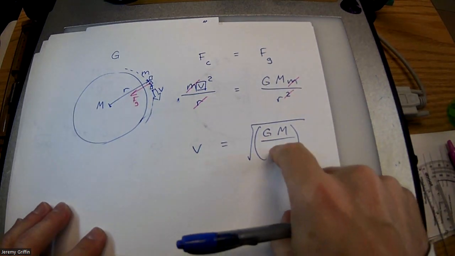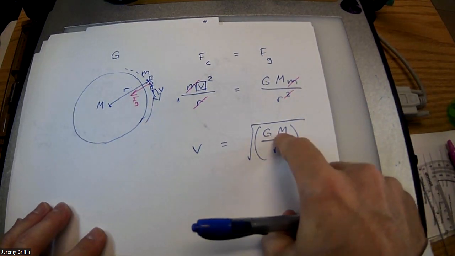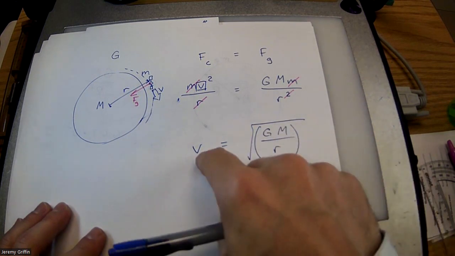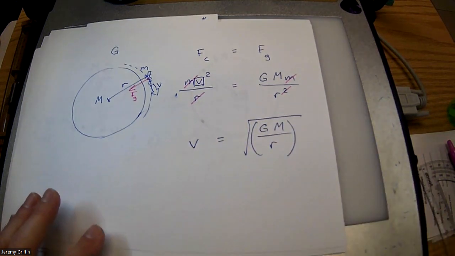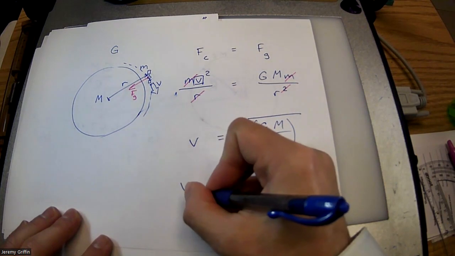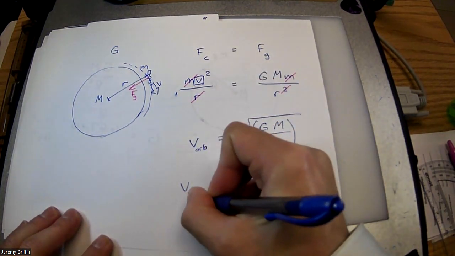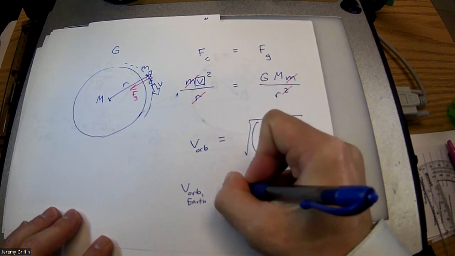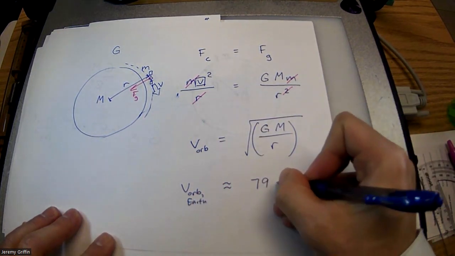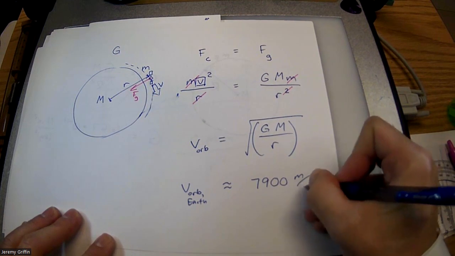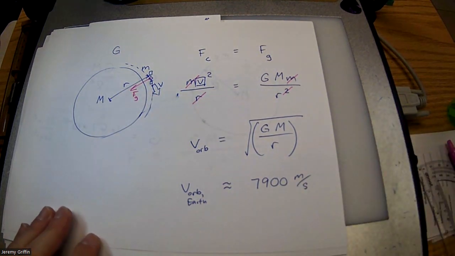So if you know the universal gravity constant, the mass of the planet, and the radial size of the planet, you can calculate how fast you have to go. If you plug in the numbers for Earth, because this is orbital speed, depending on your assumptions, it's about 7,900 or so meters per second. So to get up to low Earth orbit, you go that fast in a pretty close to circular orbit.